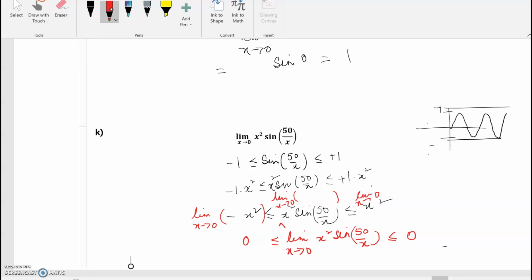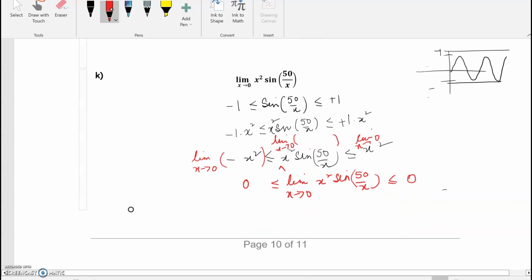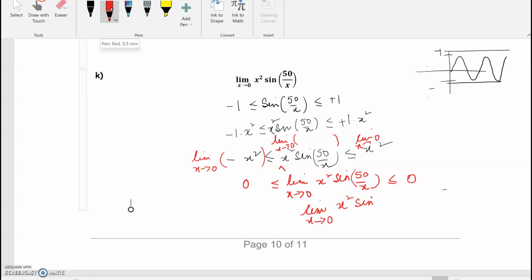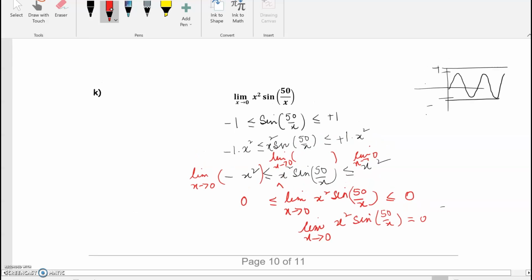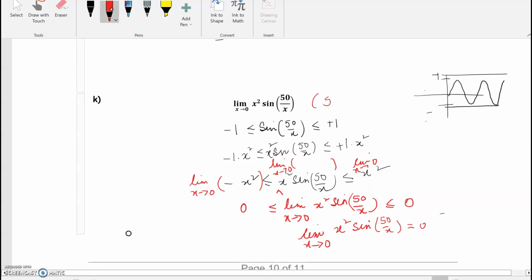0. If a number lies between 0 and 0, what that means is the number is equal to 0. It gets squeezed between 0 and 0, which means it becomes a 0 as you take the limit as x approaches 0. So basically the middle, which is the limit as x approaches 0 of x squared sine 50 over x, is equal to 0. So that's one method using the squeezing theorem. If the question says squeezing theorem, then this is how you do it.